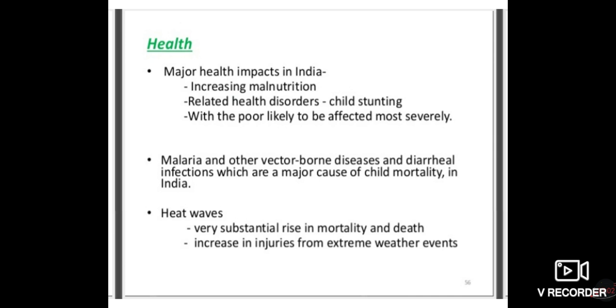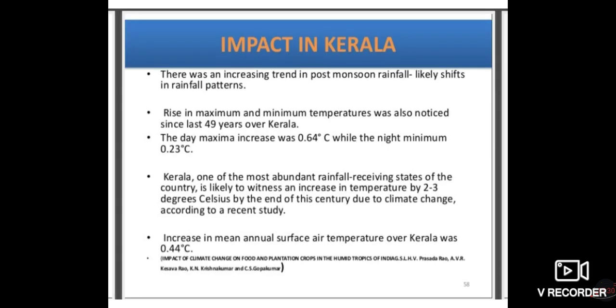And how will climate change affect our health? It is increasing malnutrition, health disorders and child stunting, and the poor are likely to be affected most severely. Malaria and other vector-borne diseases and diarrheal diseases also increase due to climate change. And heat waves bring a substantial rise in mortality and deaths, and increase injuries from extreme weather events. And now we will discuss one or two points on how climate change affects our Kerala also.